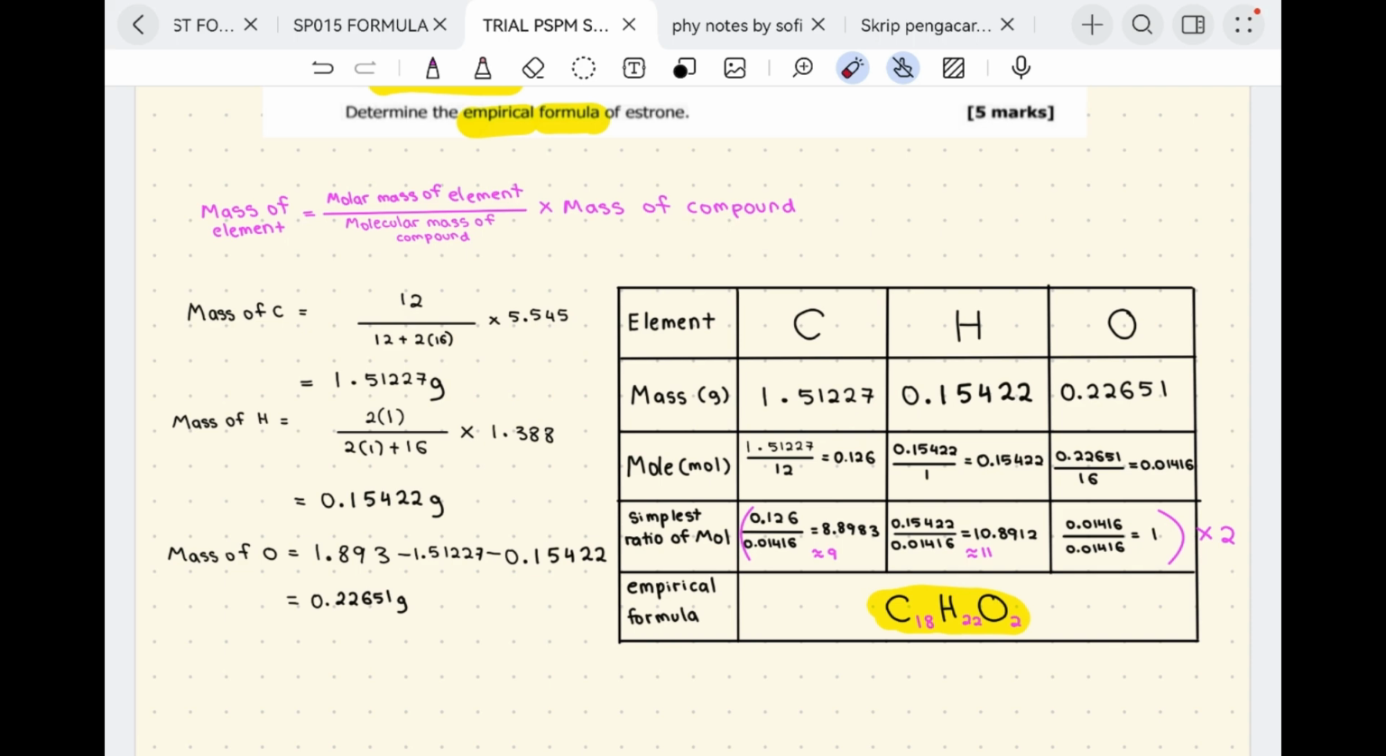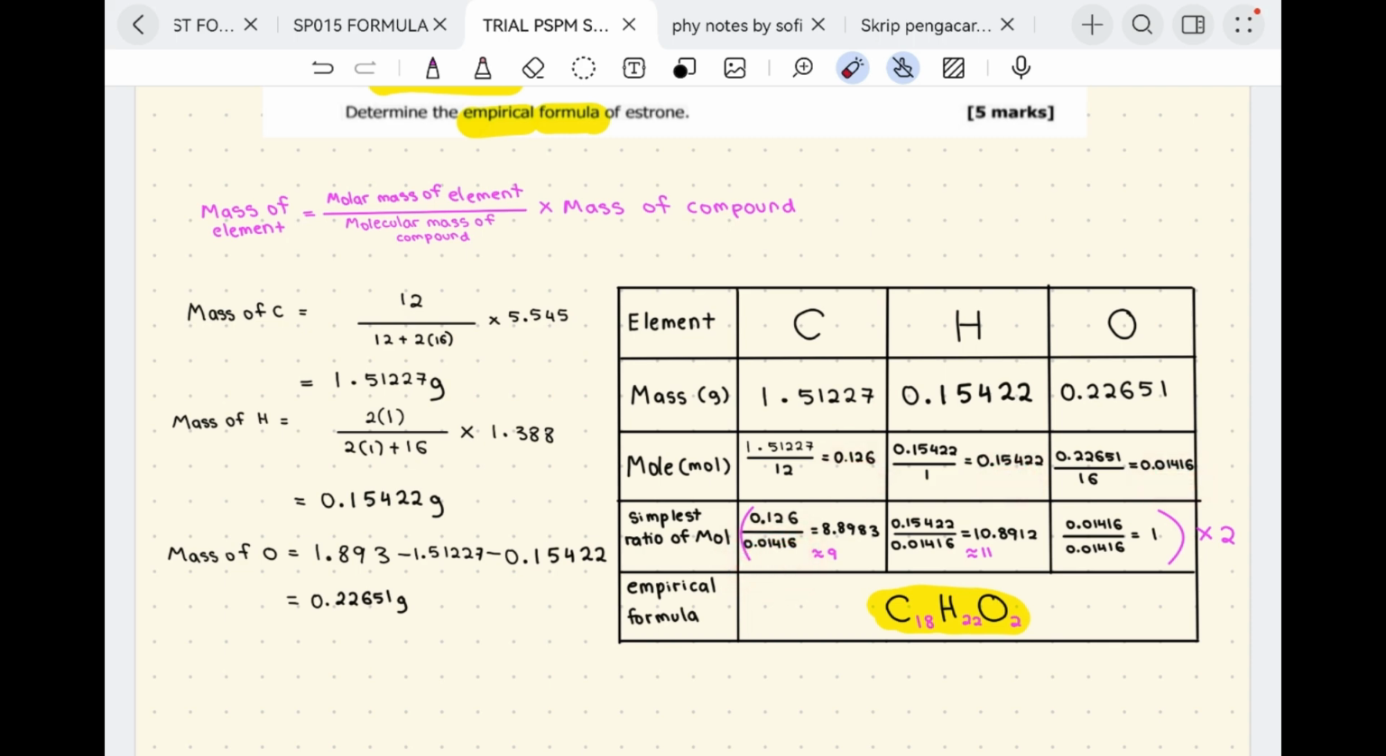Okay, after we know the mass, now we need to calculate the mole of each element. So we use the formula mass divided by molar mass, and then we will get the mole answer. It's the same for hydrogen divided by its molar mass, and for oxygen divided by its molar mass. And then after that, we need to calculate the simplest ratio of mole. To get the simplest ratio, we need to divide by the smallest mole among these three.